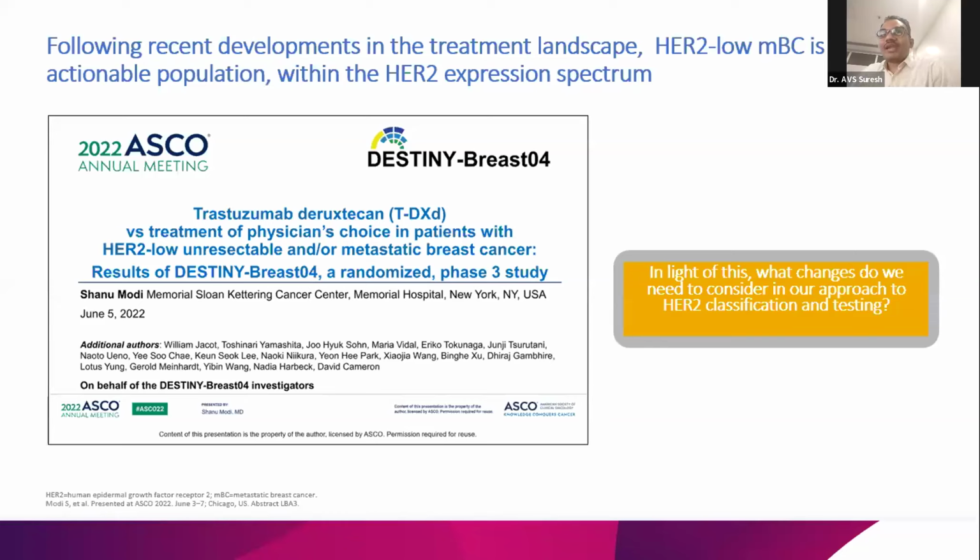Is it only what I am saying? No. The 2022 ASCO guidelines also say the same, based upon one of the landmark trials. So what is this landmark trial and what is this molecule? This molecule is called trastuzumab deruxtecan. We call it T-DXd for short. This particular drug has made a significant difference in the guidelines as well. Next, please.